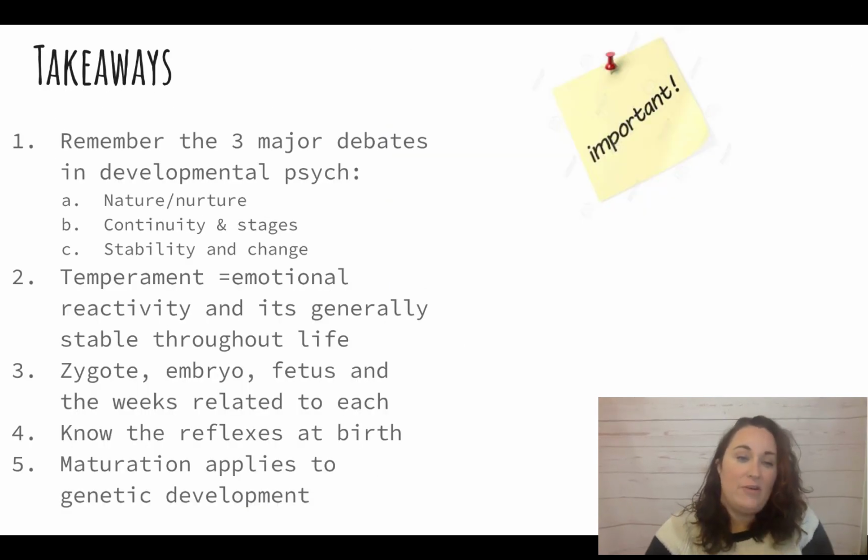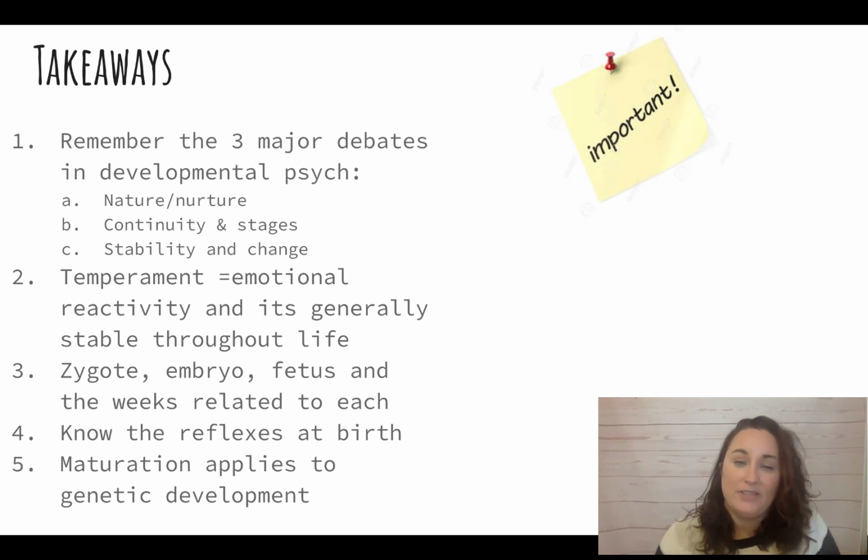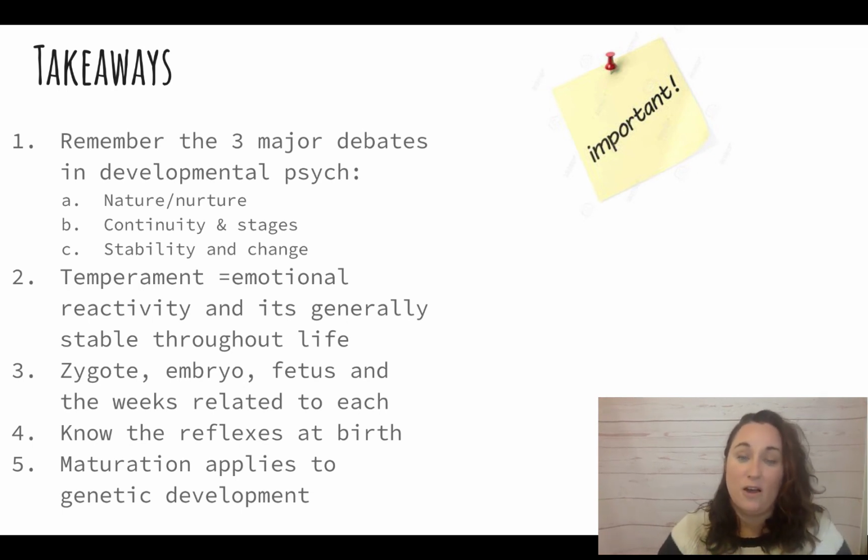All right, so takeaways. Remember the 3 major debates in developmental psych. Remember that temperament is our emotional reactivity and it's generally stable throughout our entire lifespan. Make sure you know the order of development in the womb. So it's zygote, embryo, fetus. Make sure you know the reflexes that a baby can do at birth and understand what maturation is and how it applies to our development.